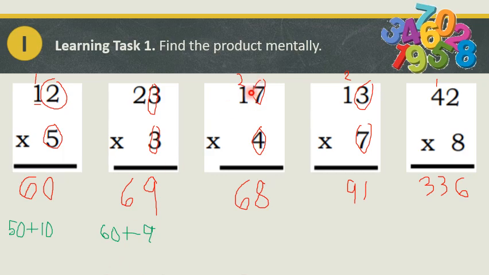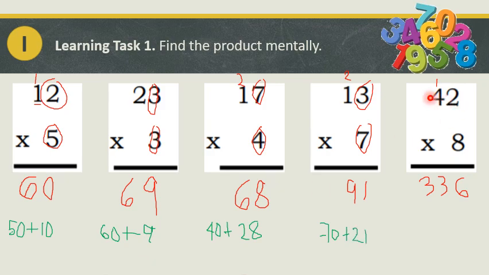Tulad dito sa 17. Yung 17, pwede nyo hatiin sa 10 at saka 7. Yung 10 times 4 ay 40. Then, yung 7 times 4, yung natitirang 7 dun sa 17, 7 times 4 ay 28. Pag in-add nyo siya, 68 pa rin siya. Sa 13, 10 plus 3. Yung 10 times 7 ay 70. Then, yung 3 times 7, yung natitirang 3 ay 21. Pag in-add natin siya, 91 pa rin yung sagot.